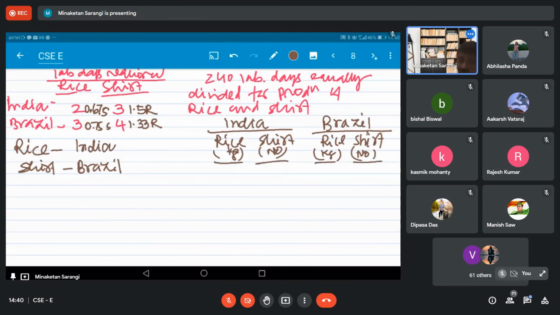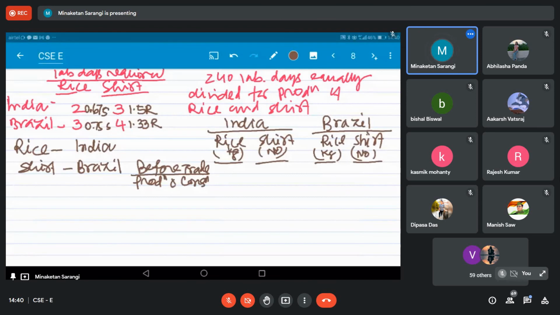First, we'll take production before trade. Usually we'll take before trade, production and consumption. Here, how much of two commodities each will produce and consume before trade?